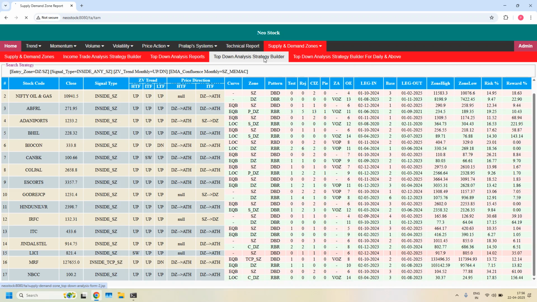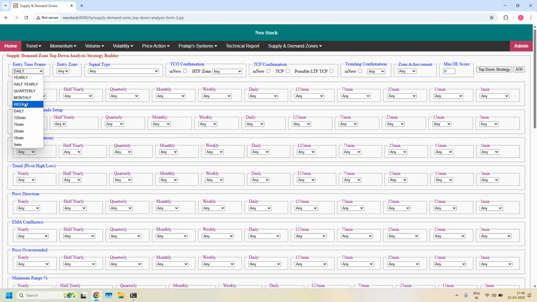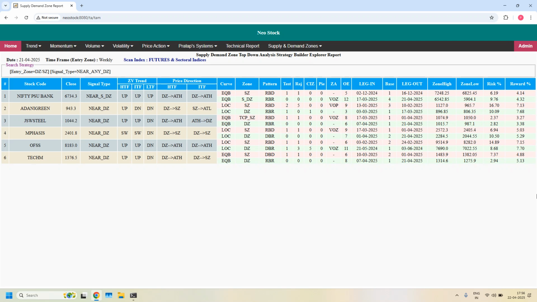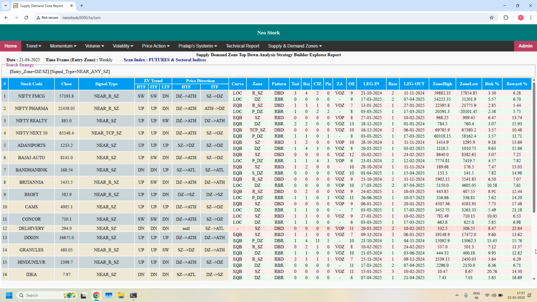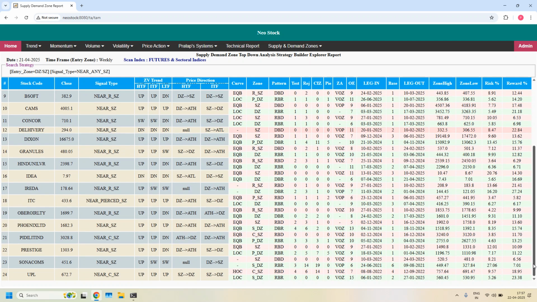Next time frame is weekly. Stocks near weekly demand zone. We got 6 stocks. Next, stocks near weekly supply zone. 16 stocks. First 16 stocks in the list. Scrolling the list down. So total 24 stocks are filtered.